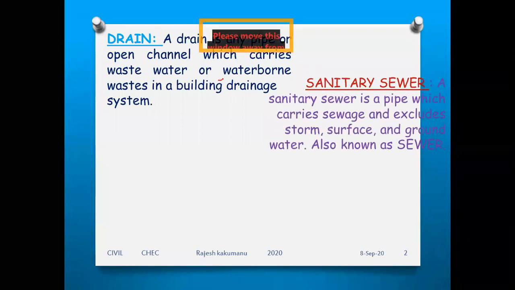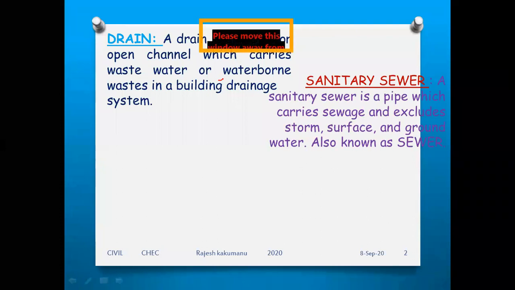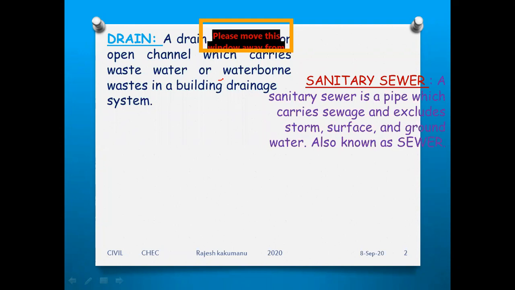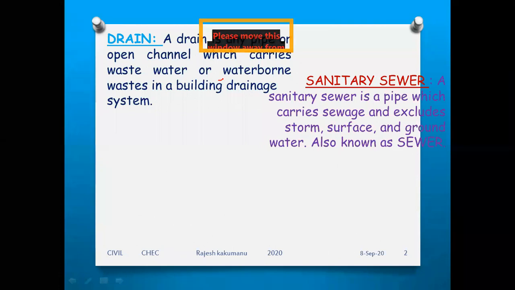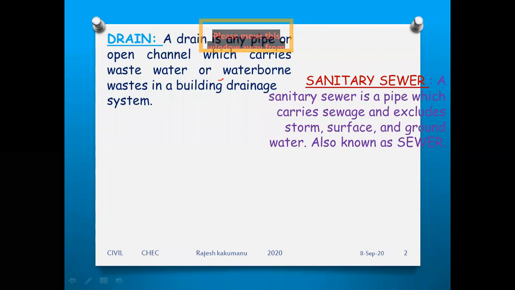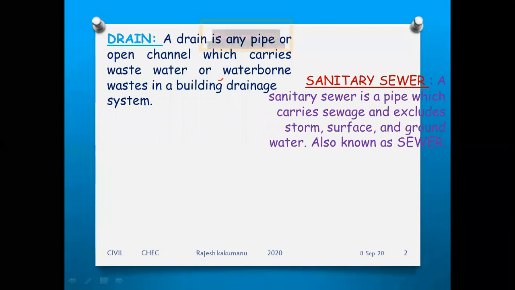Next, what is a sanitary receiver? Sanitary receiver means it is also a piping which carries the sewage and excludes storm water, surface water and groundwater. Sanitary means whatever waste is coming from domestic places like houses, apartments, buildings, shops, etc. Which excludes storm water, surface water, groundwater. Other things we are calling as sanitary sewer. Simply you are calling them as a sewer, right?